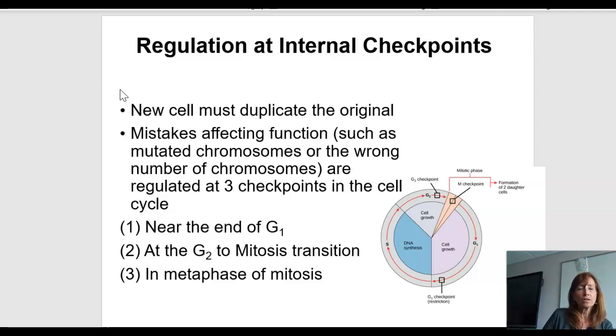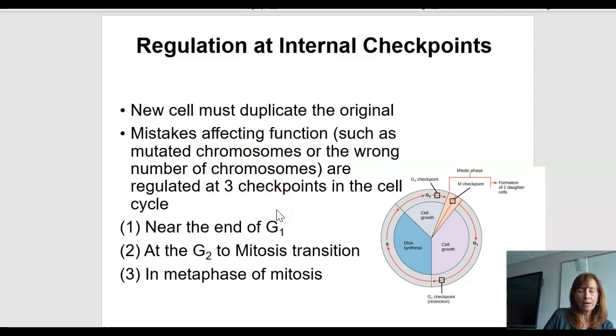So first of all, it should be known that when we create a new cell from an existing cell, that new cell has to be identical. It must duplicate what that original cell is in all respects. It's really important to prevent any mistakes, because mistakes will influence what that cell is able to do, its function. For example, they give the example of mutated chromosomes. That can be a problem.